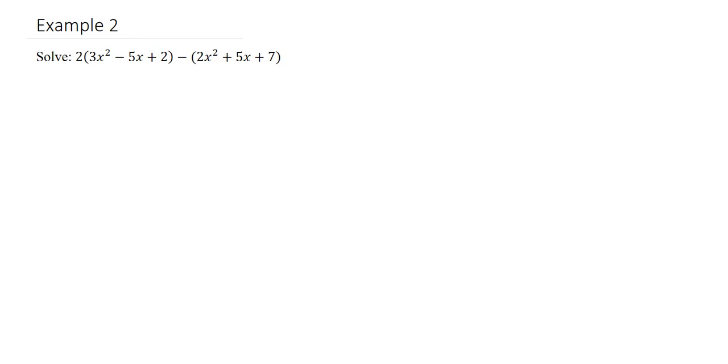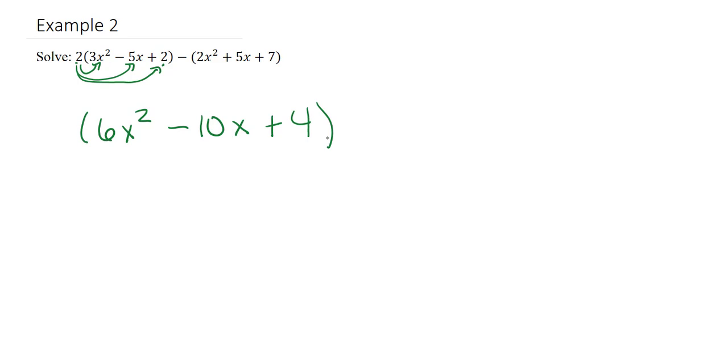We're multiplying by using distributive property. So we have this 2. We need to multiply each term. So 2 times 3x squared is 6x squared. 2 times negative 5x is minus 10x. Now 2 times 2 is 4. So that's the first one.